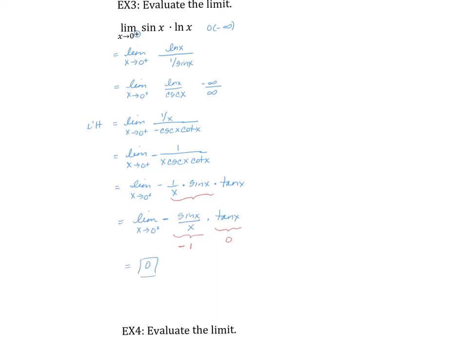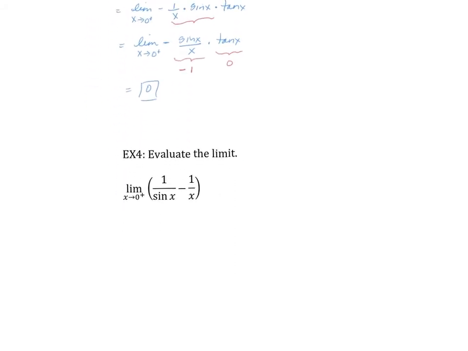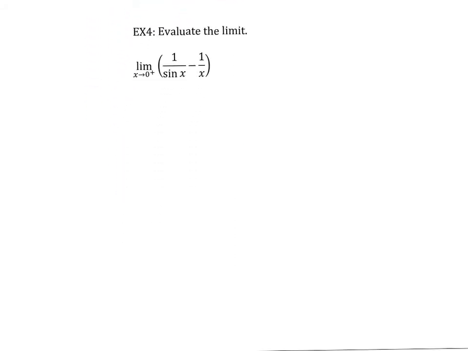So let's look at another example. If I had to evaluate the following limit as x goes to 0, again from the right, of 1 over sine of x minus 1 over x, that turns out to be infinity over infinity. Or I'm sorry, infinity minus infinity. So I can't use L'Hopital's.